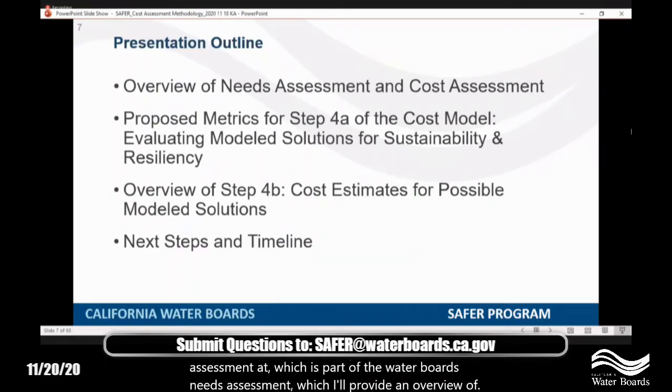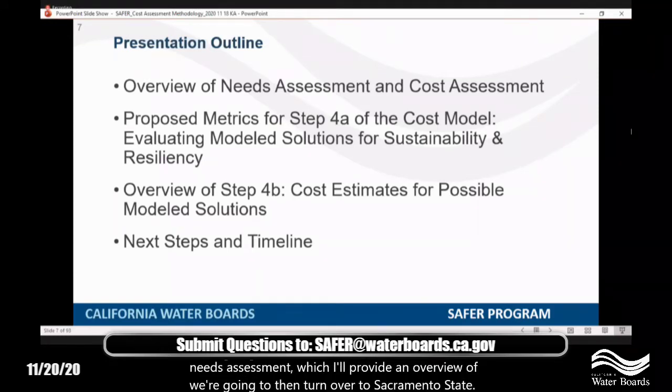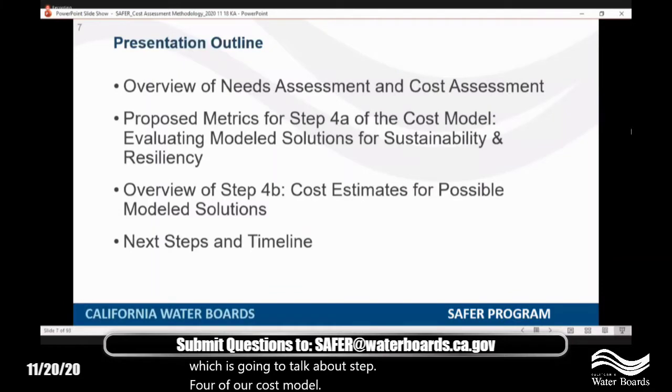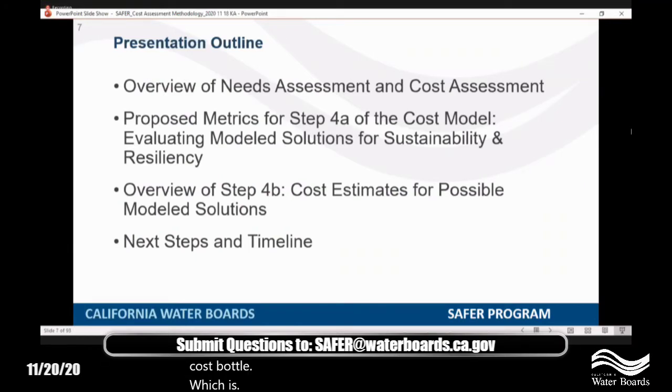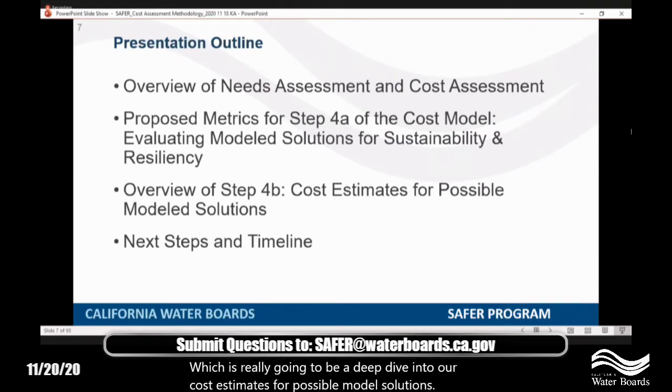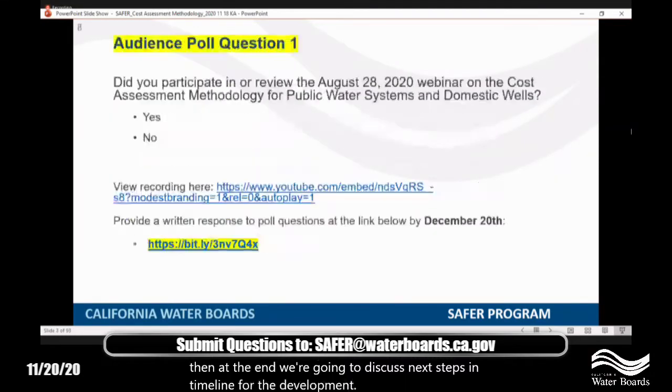We're going to then turn over to Sacramento State, which is going to talk about step 4 of our cost model, which is evaluating modeled solutions for sustainability and resiliency. And then we're going to move over to Corona Environmental, who will provide an overview of step 4B of the cost model, which is really going to be a deep dive into our cost estimates for possible modeled solutions. And then at the end, we're going to discuss next steps and timelines for the development of our cost model.